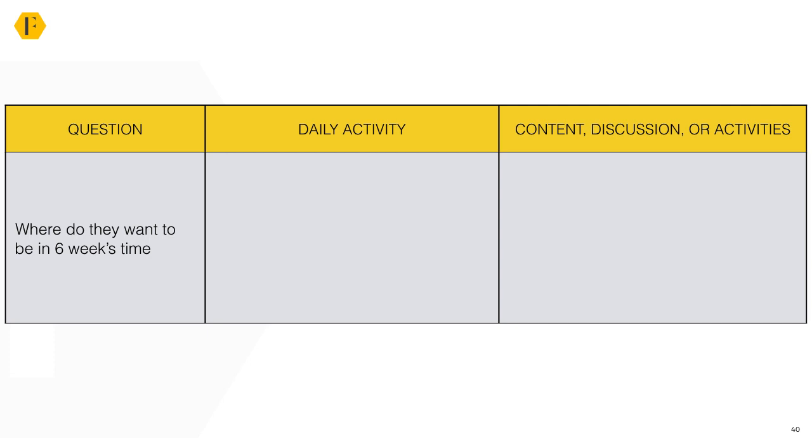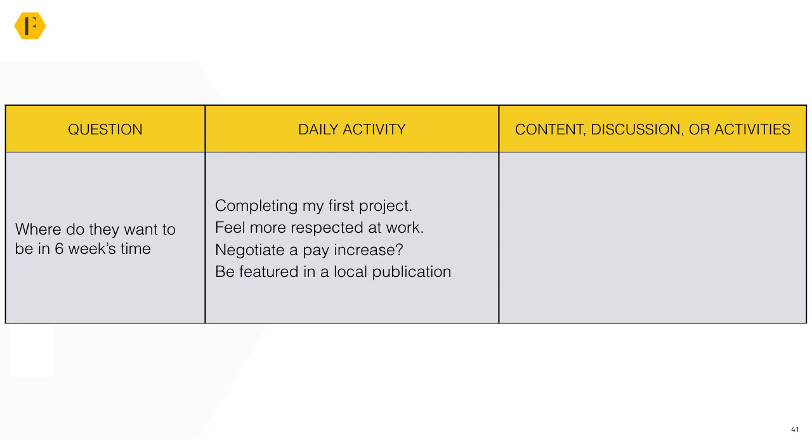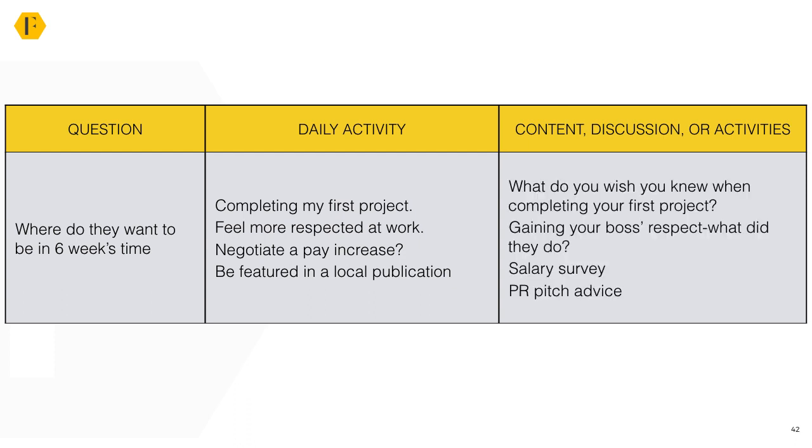So instead of just going to the community when there's a problem, it's a community they go to almost every single day because it can help them be better at what they do. So in 6 weeks' time, it might be completing their first project or to feel more respected at work, negotiating a pay increase again, or be featured in a local publication. But then again, you can figure out what content, discussions, or activities you're going to have.